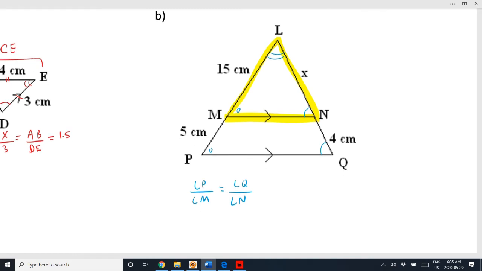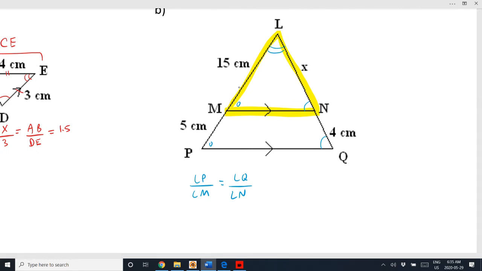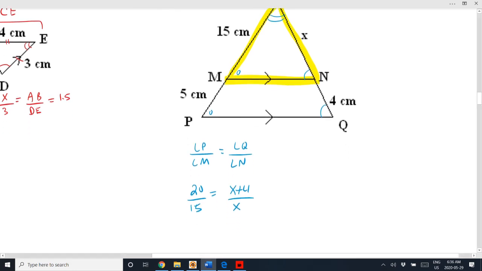And so we could fill in these numbers. So we know from L to P, that's 15 plus 5, so that's 20 centimeters. So that's this total distance here. We know L to M is just this distance here, which is 15 centimeters. L to Q, we're not sure what that is, but we know it's going to be X plus 4. So we have this distance here is X plus 4. And between L to N is just X. So now we have our ratio set up.